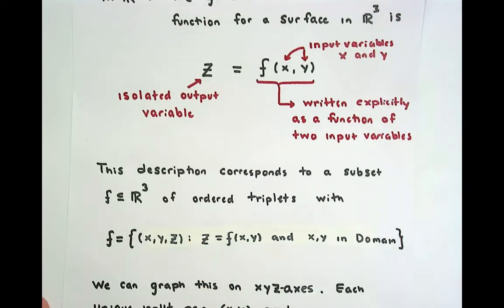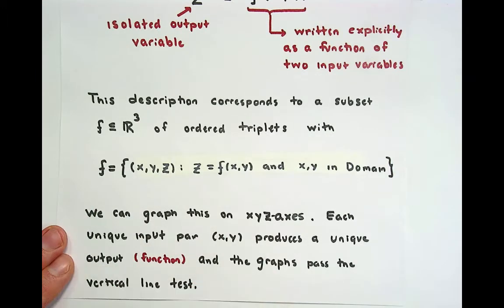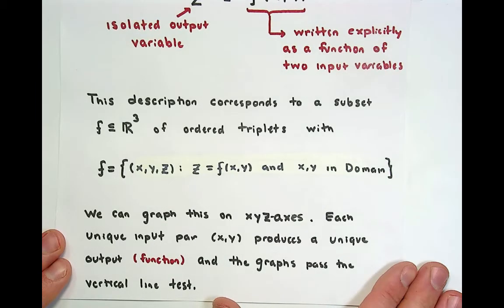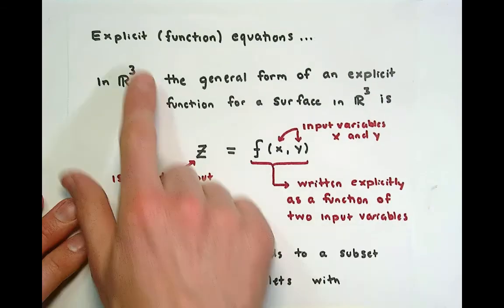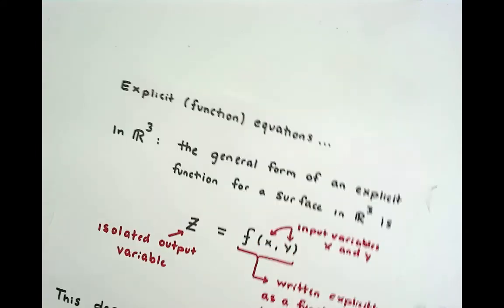When we graph such a function on the x, y, z axis, each unique input pair corresponds to one unique output. That's what we call a function. And these graphs pass the vertical line test. So if you passed a vertical line through any point on these surfaces, it would only touch once. That gets us our first category, which we call explicit function equations. We'll look at an example in the next video of explicit function equations for lines.